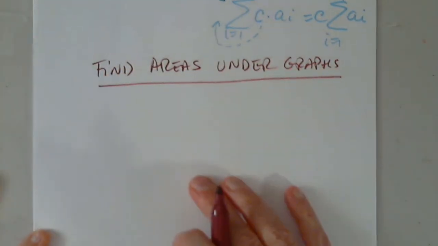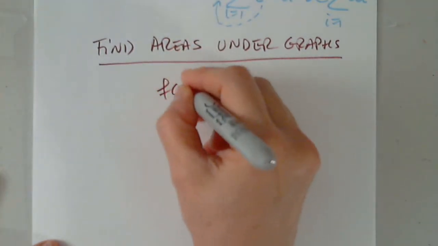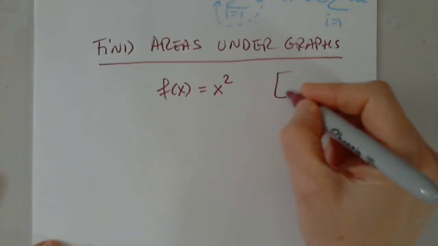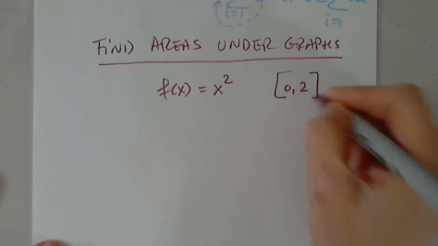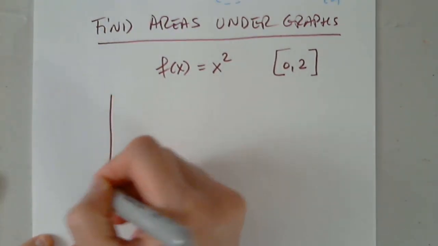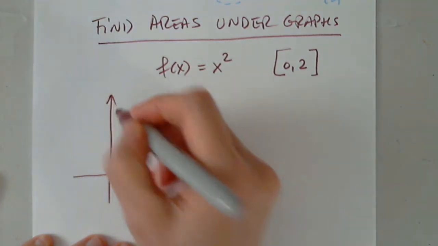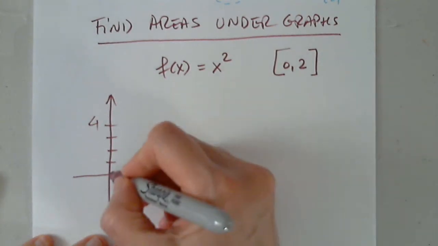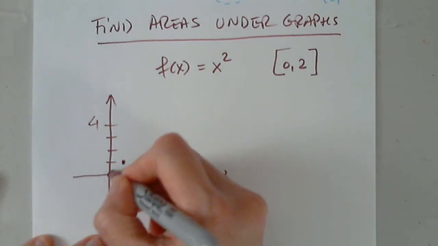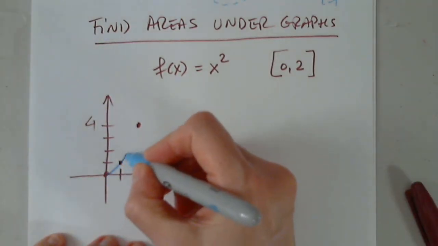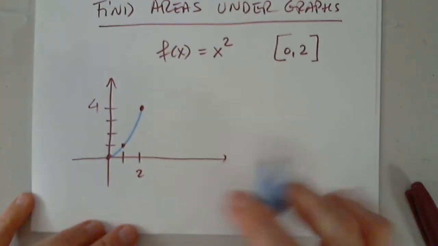So let's suppose I look at a very simple function, which is f of x equals x squared, and let's say a very simple interval between 0 and 2. Here's the graph. At 1 it is 1. At 0 it is 0. At 2 it is 4. Here's the graph of the function x squared between 0 and 2.